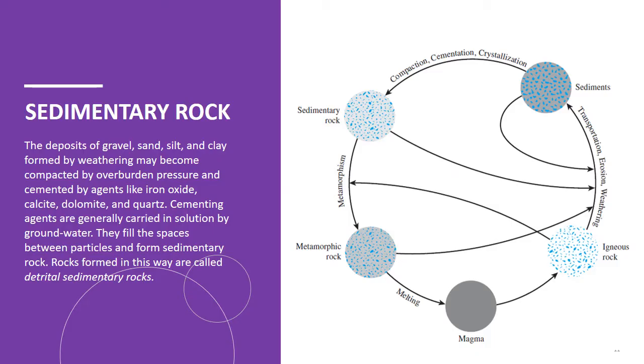So after going through the process of weathering, we come up with the sedimentary rock. Deposits of gravel, sand, and silt and clay formed by weathering may become compacted by overburden pressure and cemented by agents like iron oxide, calcite, dolomite, and quartz. Cementing agents are generally carried in solution by groundwater. They fill the spaces between particles and form sedimentary rocks. Rocks formed in this way are called detrital sedimentary rocks.